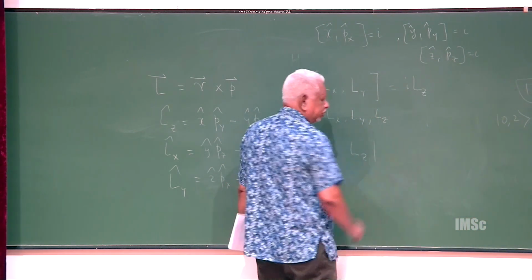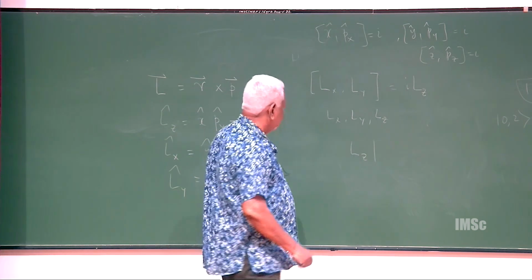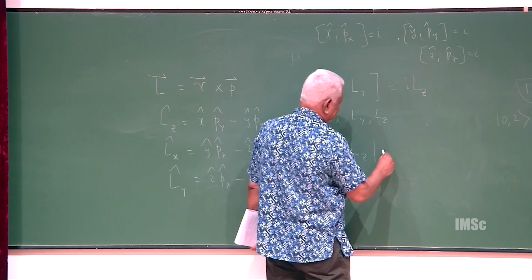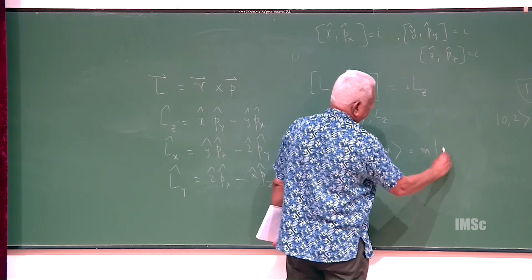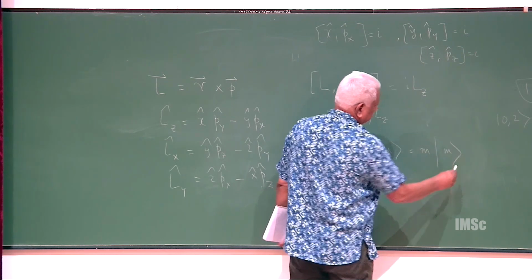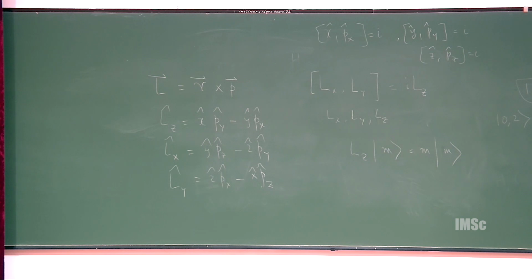Lz is a diagonal matrix. It will have some number of states. Okay? So let me call its eigenvalues m. I don't know what the numerical value of m is, but that's what it will have. Lz is diagonal for me, to start with. It will have positive, negative values, and so on.